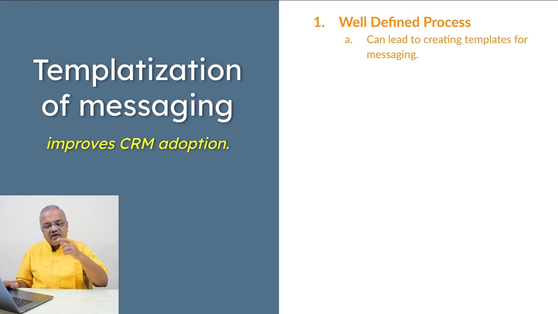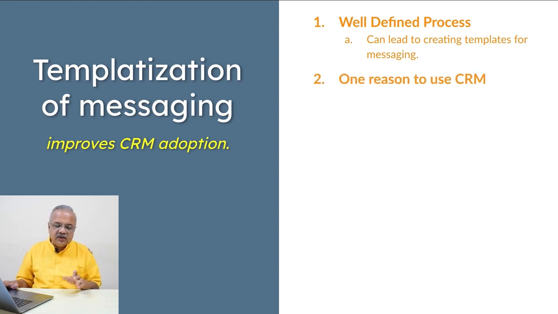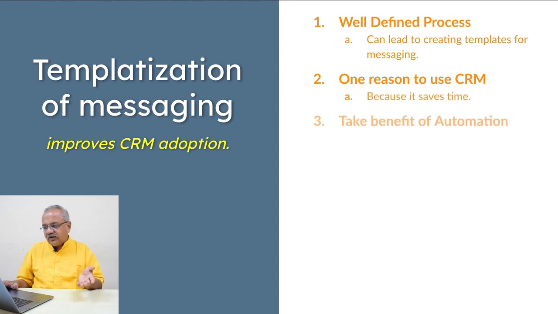It gives clarity that you send such messages at this level. If this happens, then these 2-3 messages are to be sent, right? If this happens, then this message is to be sent. It becomes fantastic. Then this becomes one reason for them to use CRM. It also becomes very useful. It saves their time.